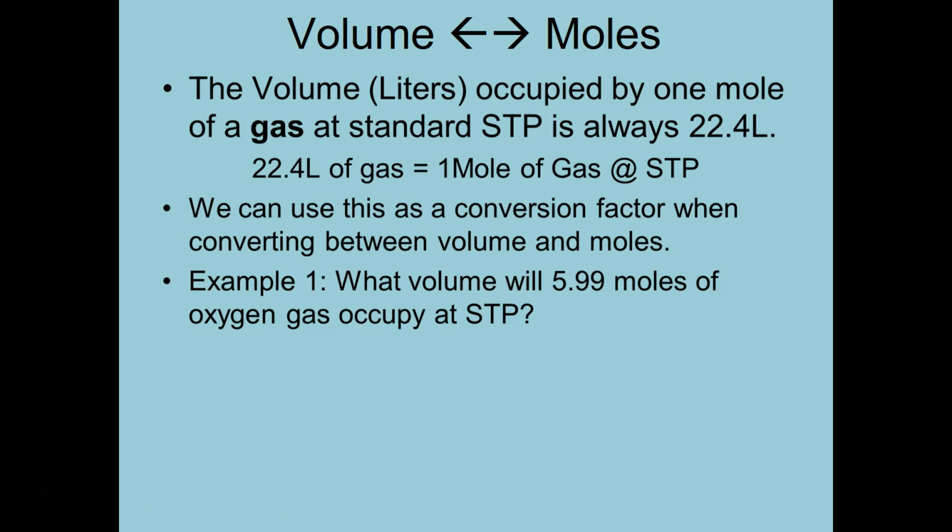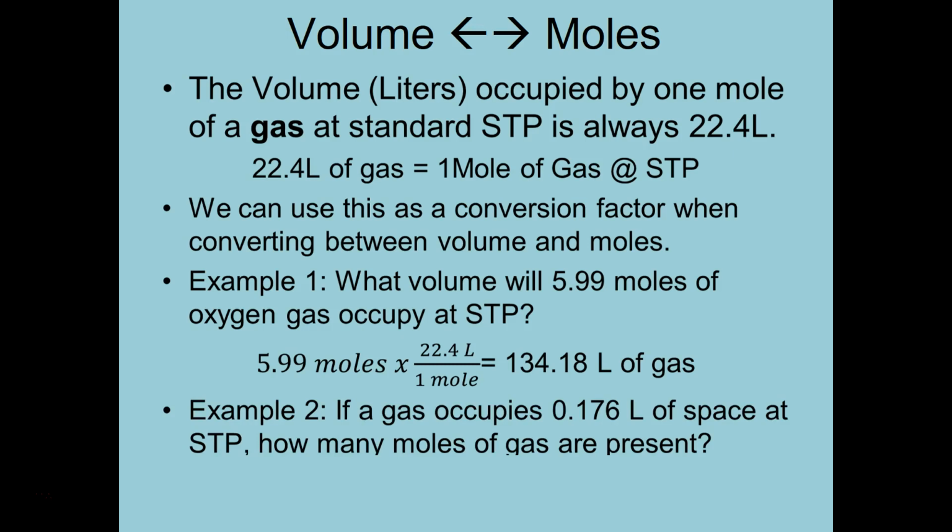So example 1, what volume will 5.99 moles of oxygen gas occupy at STP? So we take the 5.99 moles, and we're going to use our conversion factor of 1 mole equals 22.4 liters of gas. We put 1 mole on the bottom, 22.4 liters of gas on the top, and once we do the math, we get 134.18 liters of gas.